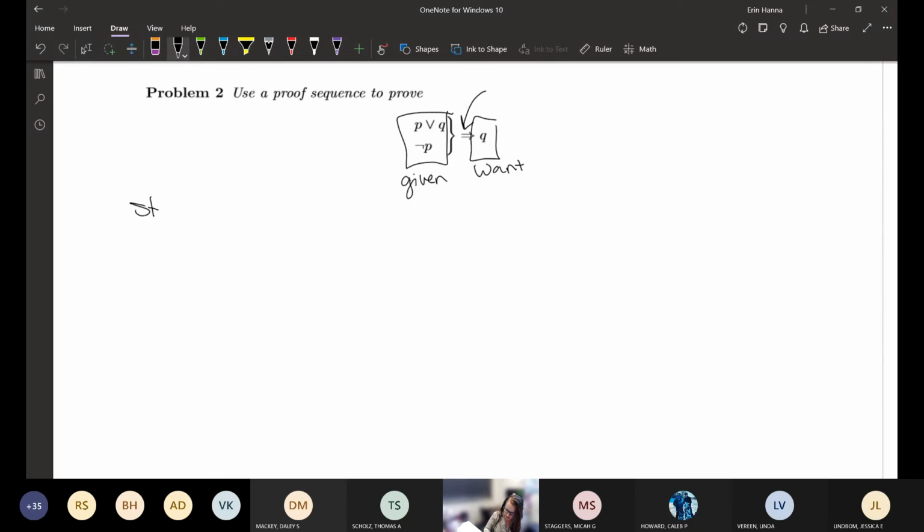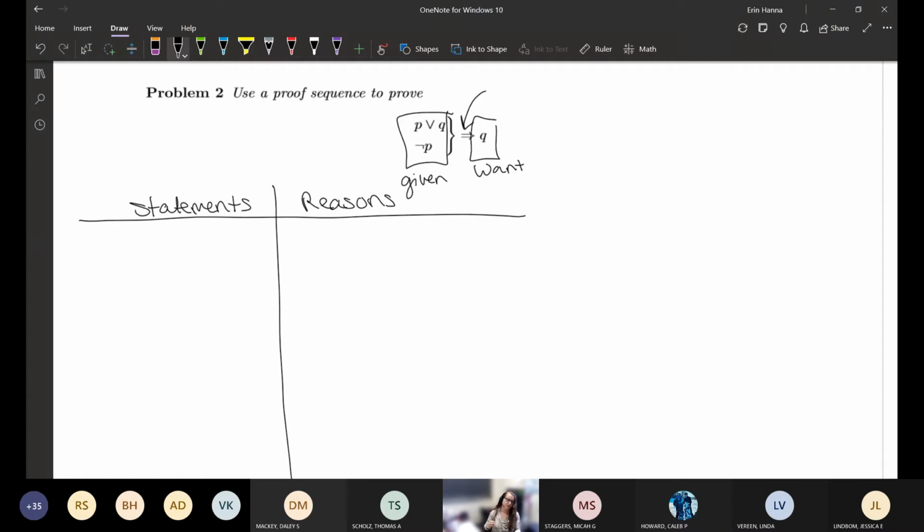So we're going to set up a table: statements, and then reasons. When doing something from scratch, the first thing you do is always put your givens down. So we have P or Q as one given, and since it's on a separate line, it's a separate given. Not P is also a given.